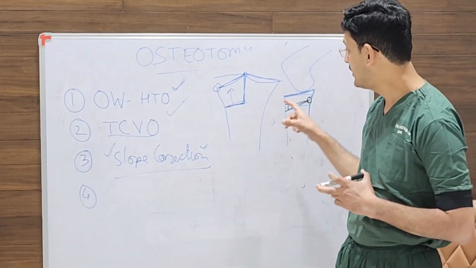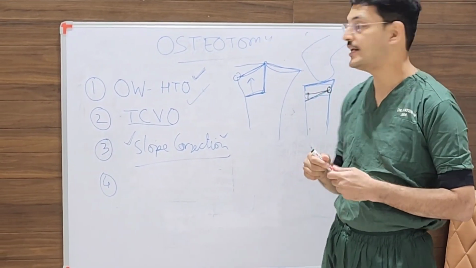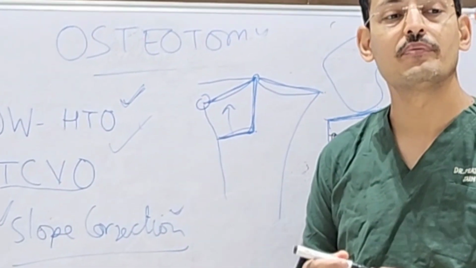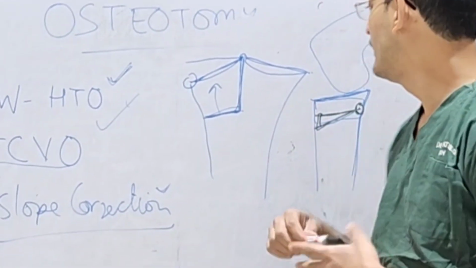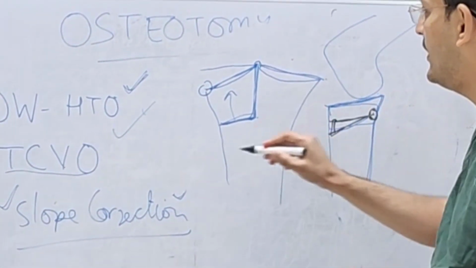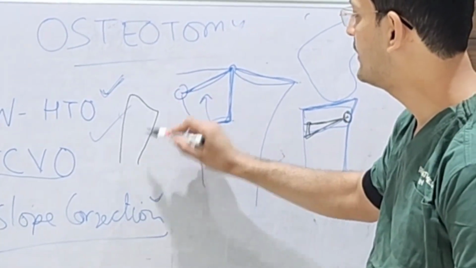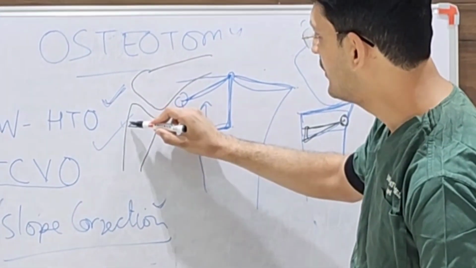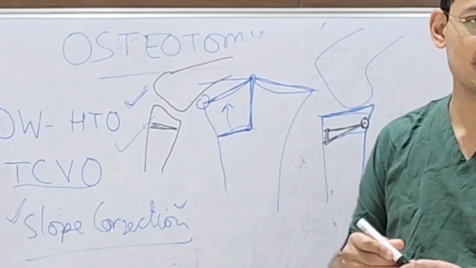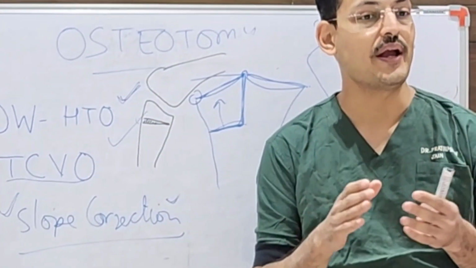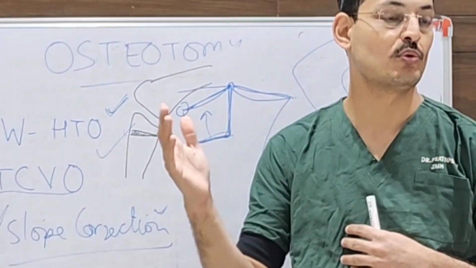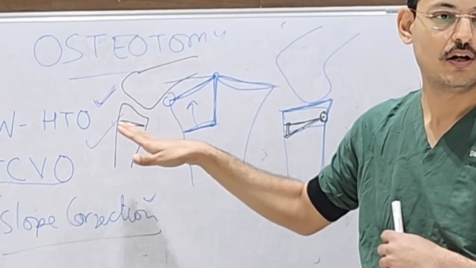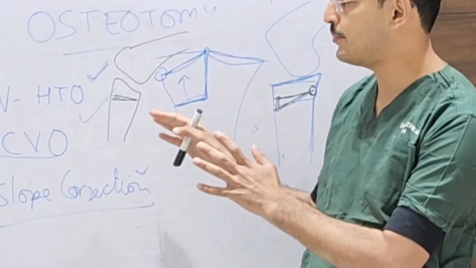This is for PCL. The reverse can be done for an ACL. So for ACL, you do a closing wedge osteotomy. These kinds of osteotomies are now more performed in a revision scenario in which you feel that the tibial slope is increased. So if you feel that the tibial slope is like this, then you need to do a closing wedge osteotomy, and this is more useful in a revision scenario in ACL if the slope angle is more than 10 degrees. So you can combine your ACL with a slope correction osteotomy of the proximal tibia. So these are the more common osteotomies that we perform.